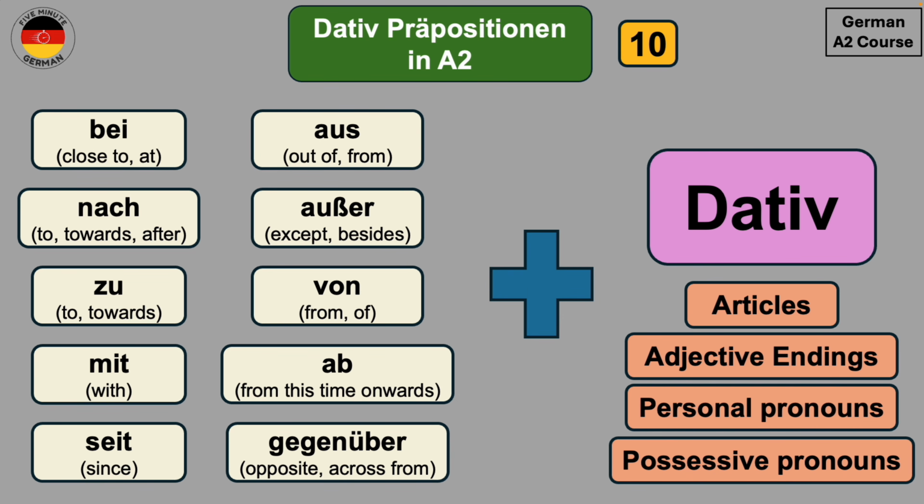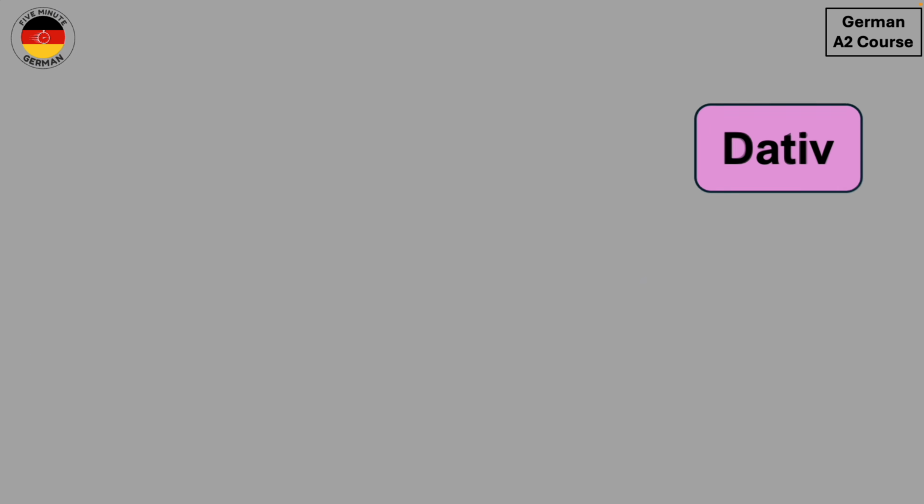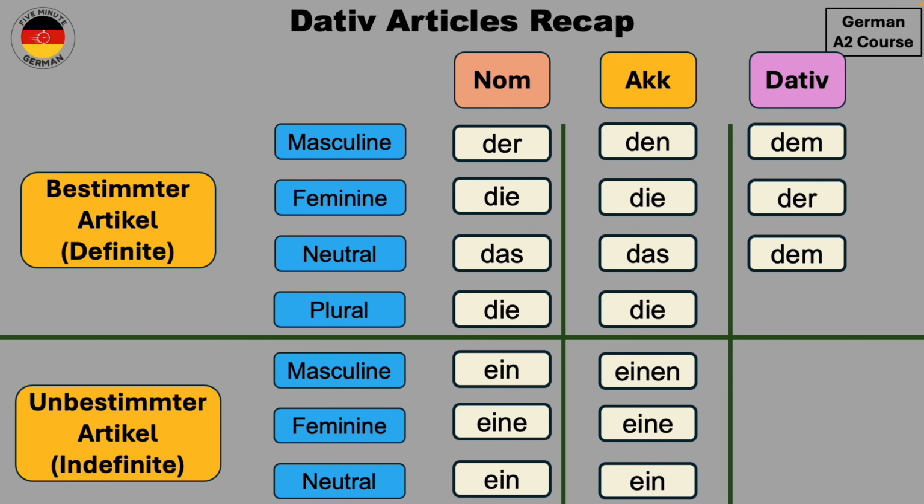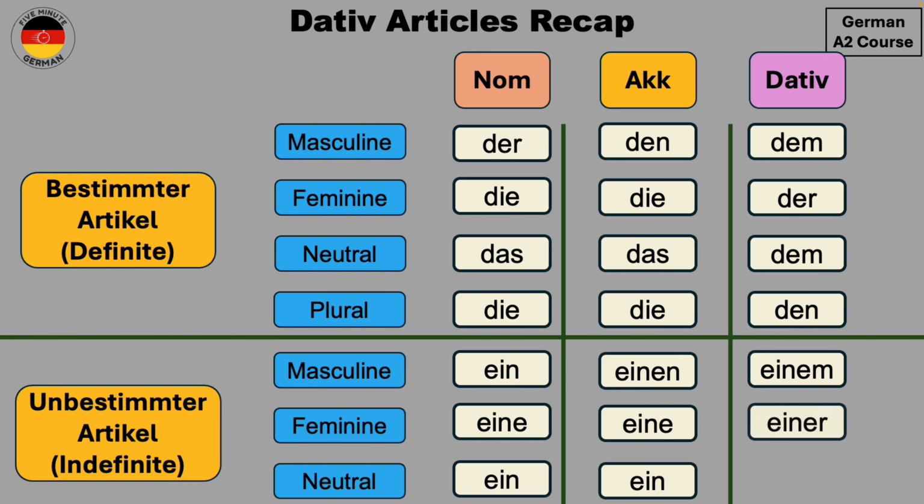Now before we start with the prepositions, let's do a quick recap of the articles in dative, just to refresh your memory. So in dative, the bestimmte article or definite article for masculine is dem, for feminine it is der, for neutral it is dem, and for plural it is den. And the unbestimmte article or indefinite article for masculine is einem, for feminine it is einer, and for neutral it is einem.